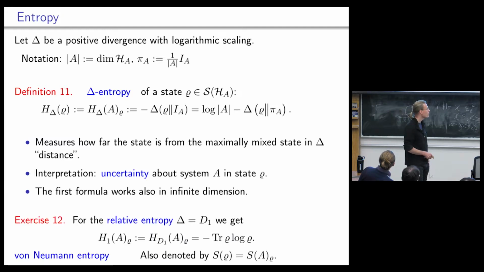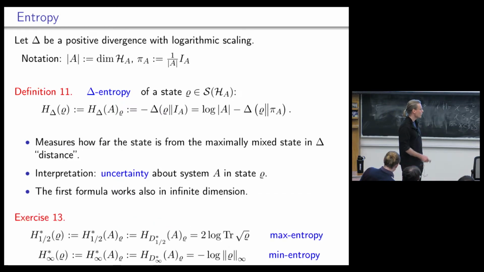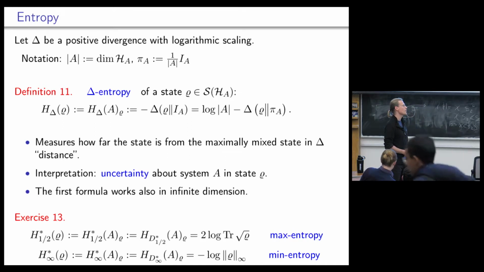a little bit complicated. And an easy exercise is that if you take the relative entropy, then you get exactly this well-known expression for the von Neumann entropy, which you have probably all seen before. And this is often denoted by S, but we will stick with this H notation. Okay, so this is the von Neumann entropy. Another exercise for these other quantities, you can also express explicitly the entropies, and they are called max entropy and min entropy, respectively. Okay.